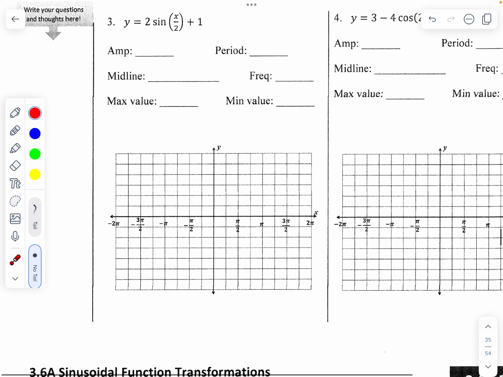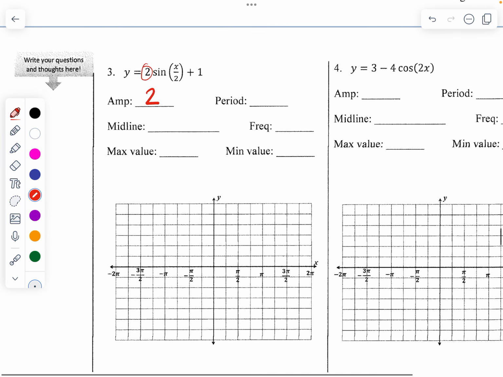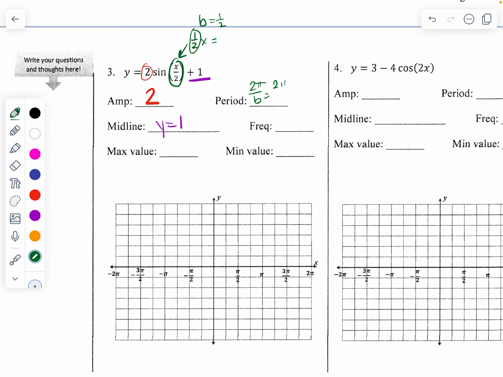All right, let's look at 2 sine x over 2 plus 1. So first of all, our amplitude is 2. Our midline we see here is y equals 1. So keep in mind that shifts everything up 1. Here I see x over 2 can be written as 1/2 x. Therefore, I know b is 1/2. So the period, if that's 2 pi over b, that's 2 pi divided by 1/2. Remember from before, 2 pi divided by 1/2 is multiplying by the reciprocal, which is 4 pi. And the frequency will be 1 over 4 pi.